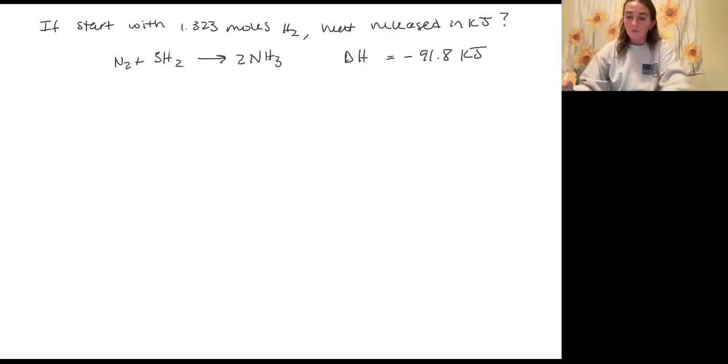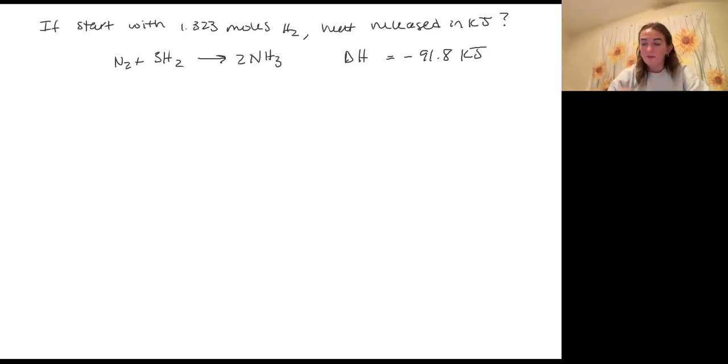For this question, we're starting with 1.323 moles of H2, and I want to know how much heat is released in kilojoules from this reaction. When we look at this question, it's going to be very similar to the last problem we just had.